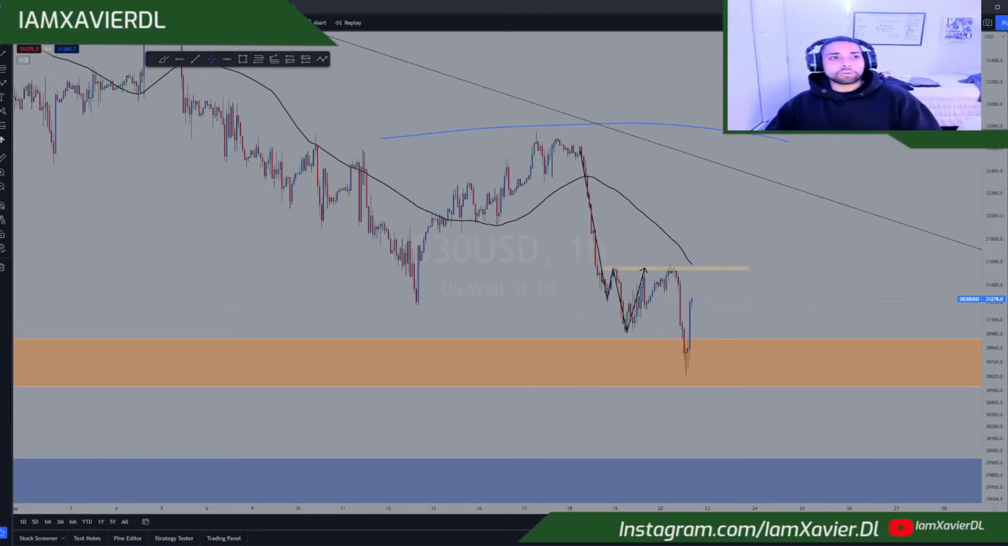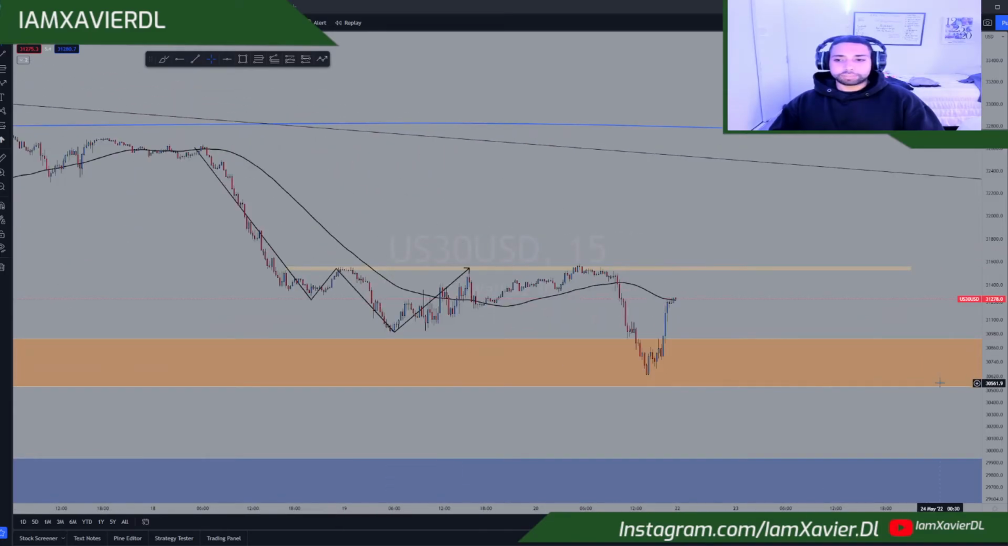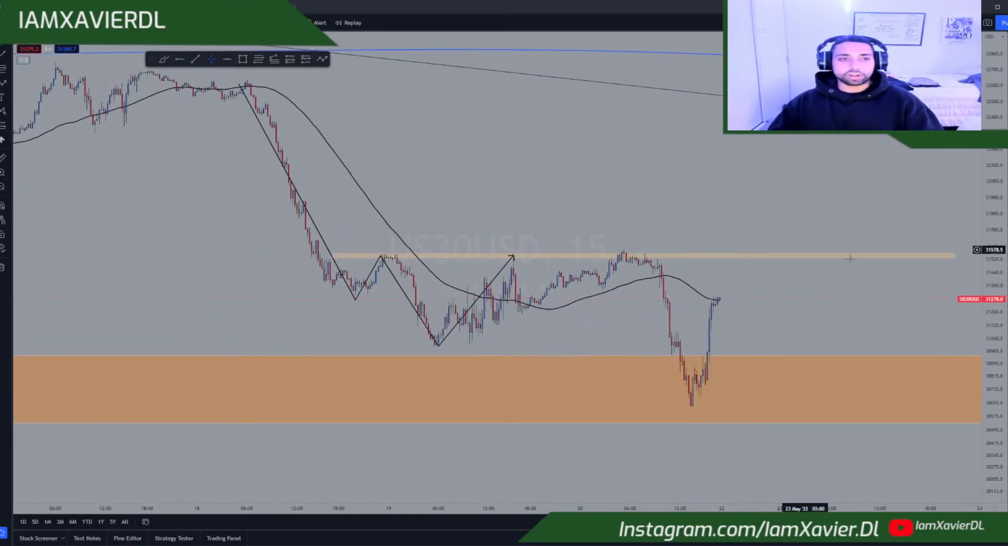And now from the 1 hour, we're gonna dive down to the 15-minute time frame. Okay, and what I want to catch off of this 15-minute time frame is a nice trend line. I want to use this right here. So I'm gonna base it off from this wick.